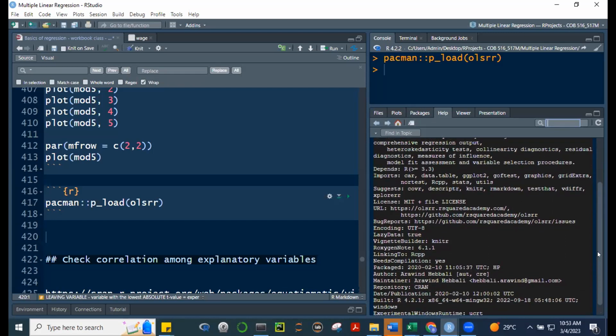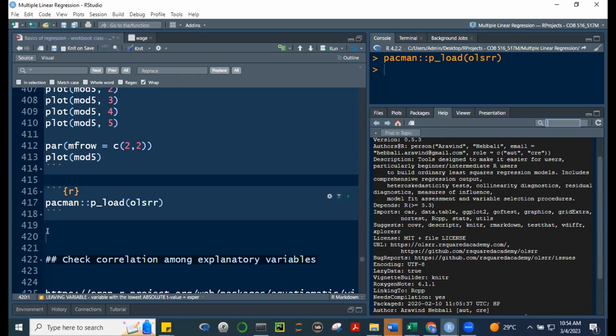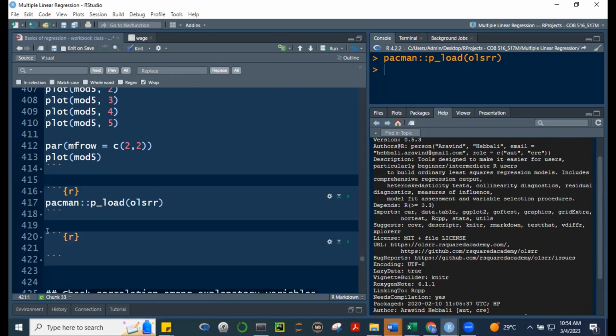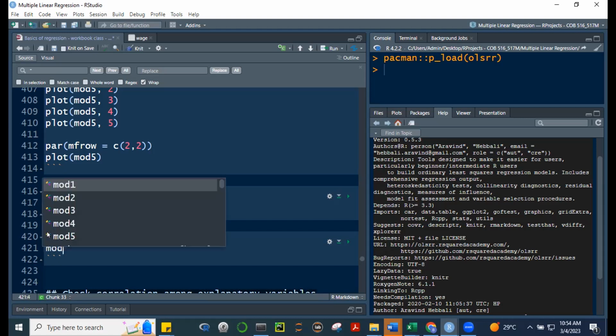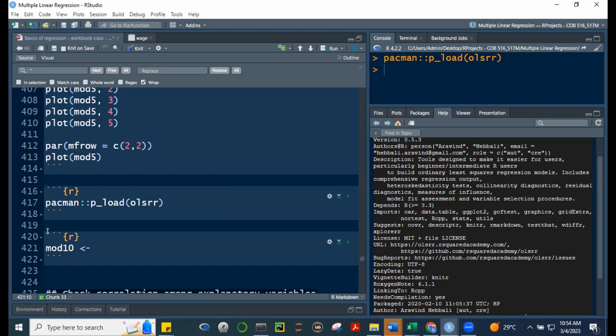Plus, we're going to look at other packages also. But let's try this. So let's have our first try of OLSRR. Okay, we said earlier, there are 3 types of stepwise regression: stepwise regression itself, backward, and forward. So let's create a model. Let's call it model 10, and it's a linear model, lm.